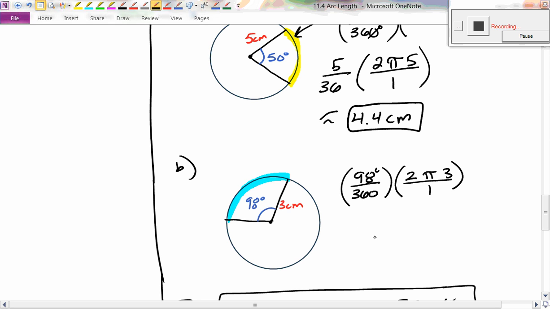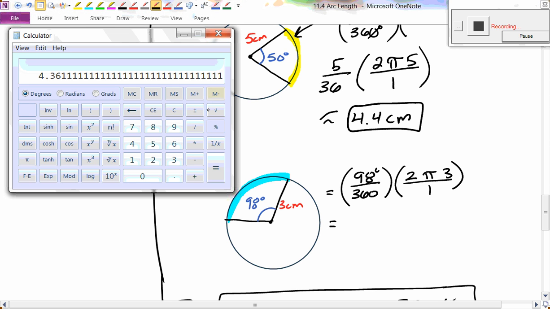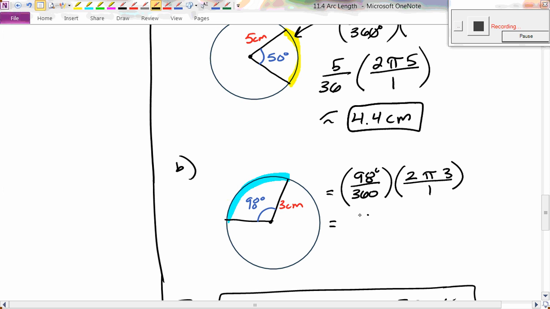So, all we got to do now is plug into our calculator. And here are the keystrokes that we're going to do. We're going to say 98 times 2 times 3.14 times 3, equals all that stuff. Then divided by how much? Divided by 360. That gives me an arc length of 5.1. So I got 5.1 centimeters.